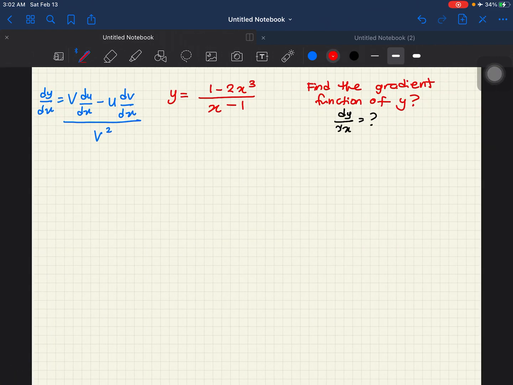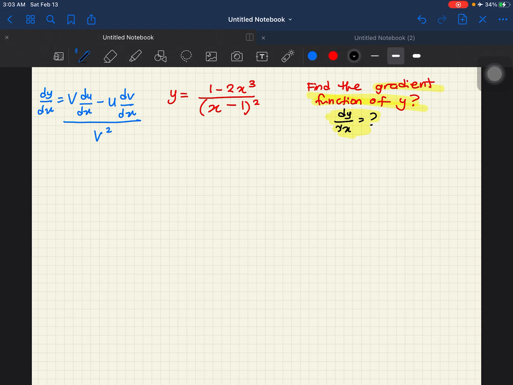Macam senang pula. I jadikan dia sedikit susah. Okay, I put square here. So, find the gradient function of y. So, one more question before we end the class today. So, other than saying that it's the gradient function, selain dia kata gradient function, we can say that gradient function is also dy or dy over dx.